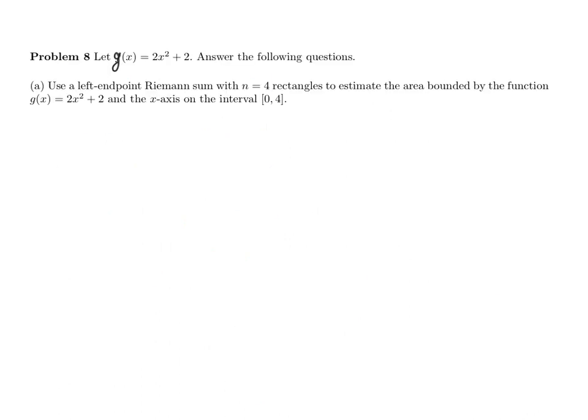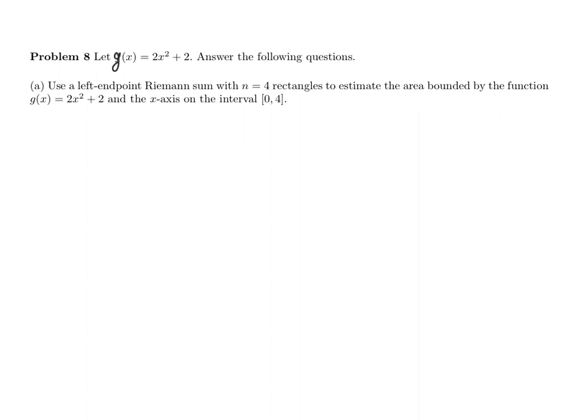Let g of x equal 2x squared plus 2. In part A, it asks us to use a left endpoint Riemann sum with n equal to 4 rectangles to estimate the area bounded by the function g of x, again, which is 2x squared plus 2, and the x-axis on the interval from 0 to 4.